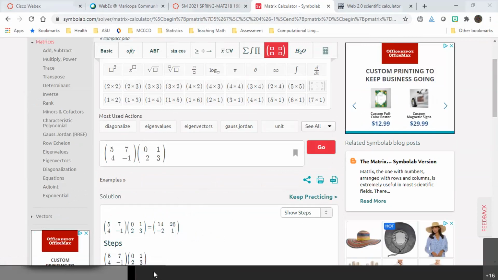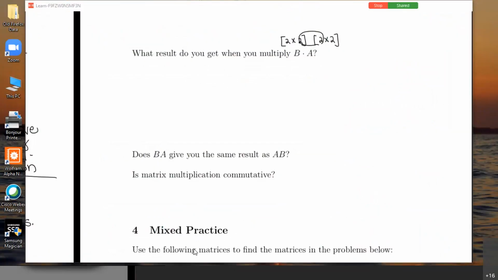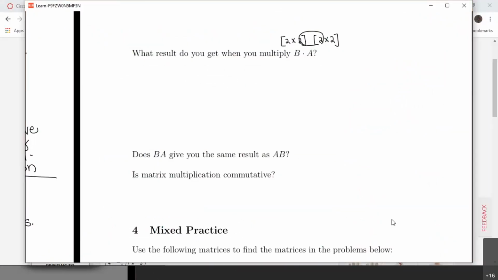Okay, this is an important feature of matrix multiplication. And what you want to say here is, okay, here's what we got. This is not the same result. Okay, and that means matrix multiplication is not commutative.